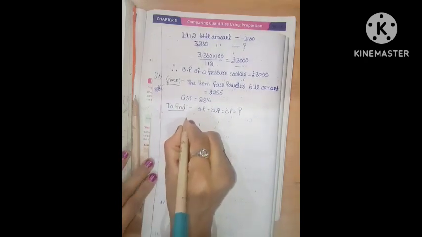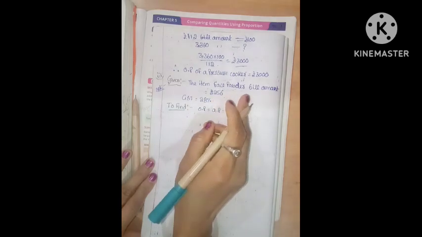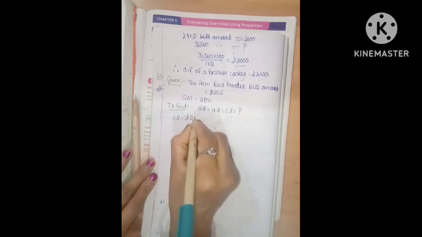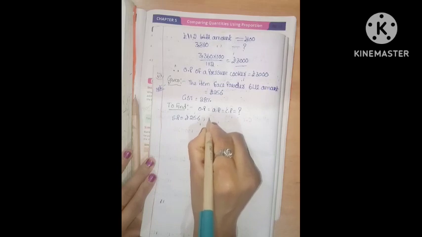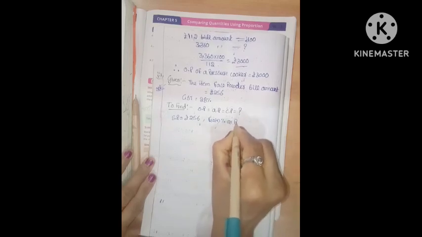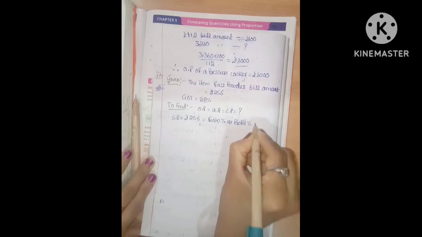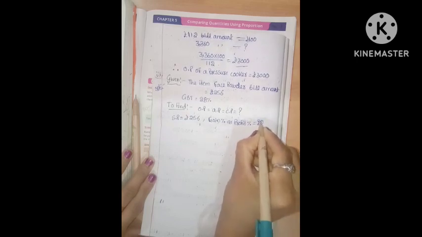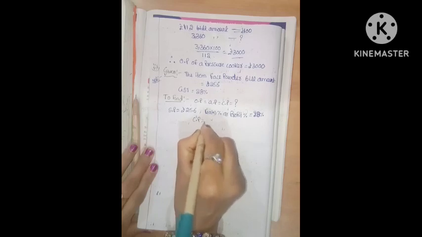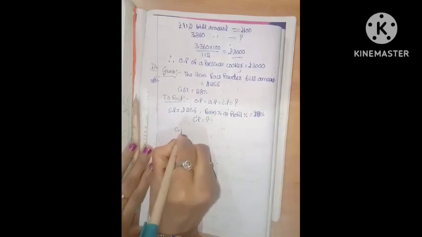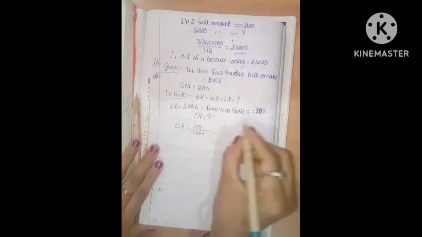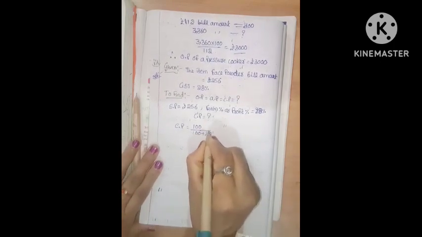First method, the formula. We know the formula. First, what is given? SP is given: SP equals rupees 256. Next, the profit percentage or gain percentage, both are the same, is given: 28%. Next, CP equals 100 by 100 plus gain percentage, into SP.